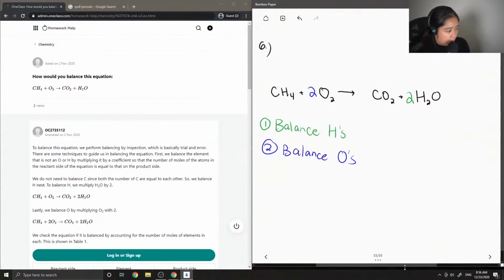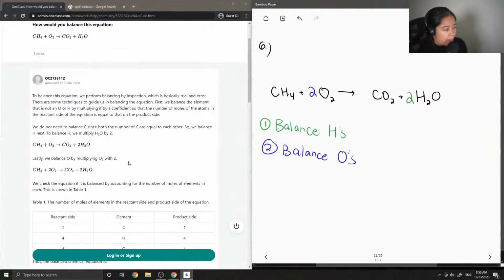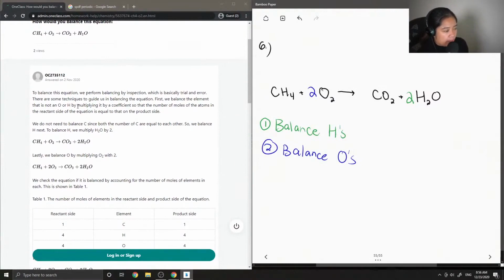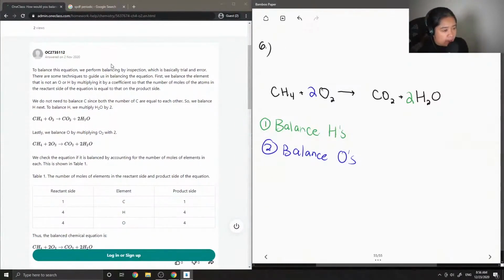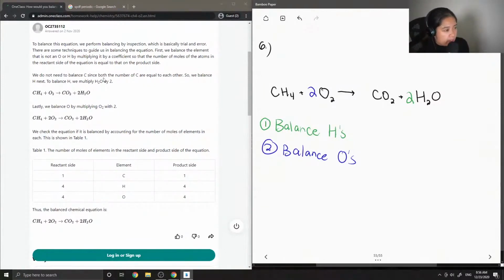Okay, so let's see what the junior tutor said. To balance this equation, we perform balancing by inspection, which is basically trial and error. There are some techniques to guide us in balancing the equation, but first we balance the element that is not an oxygen or hydrogen by multiplying it with a coefficient so that the number of molecules of the atoms in the reactant side of the equation is equal to that on the product side.